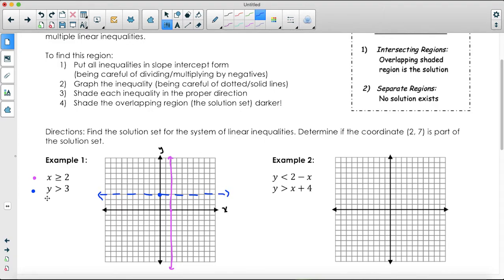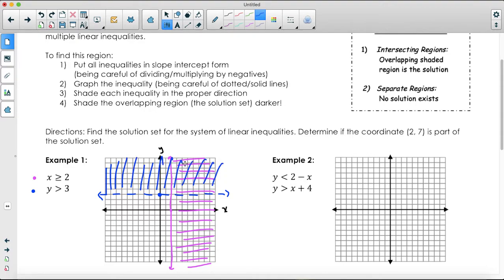Now that I have both lines graphed, I can go back to the different colors and I can shade them appropriately. So I have graphed the inequality, being careful of dotted and solid lines. Now I need to shade. So my x is greater than or equal to 2, so my pink line, I need to be greater than 2. So that's going to go towards the right. So I'm going to shade towards the right. For my blue line of y is greater than 3, so greater than 3 is going to be more than 3, so I'm going to shade up from that blue line.